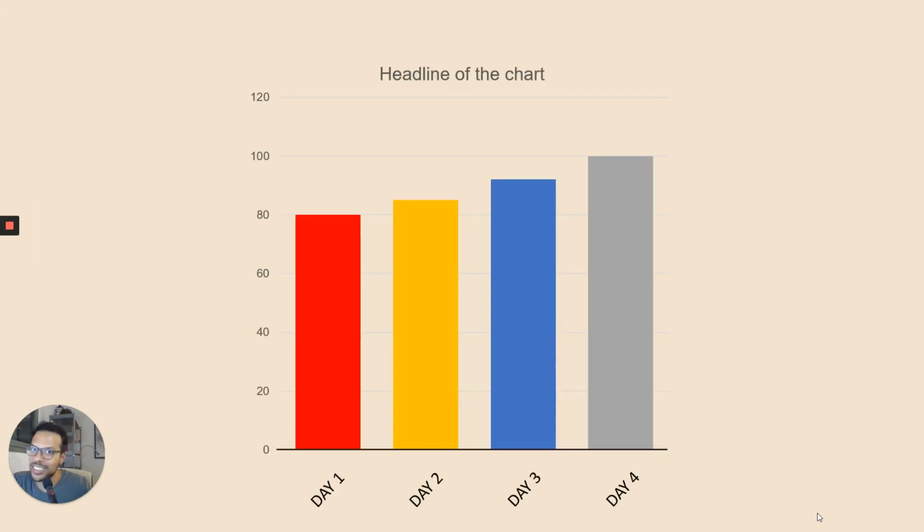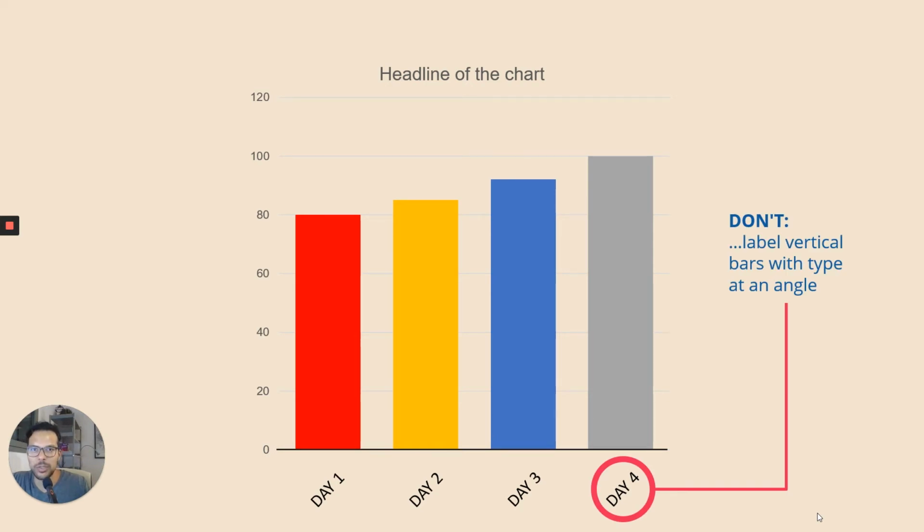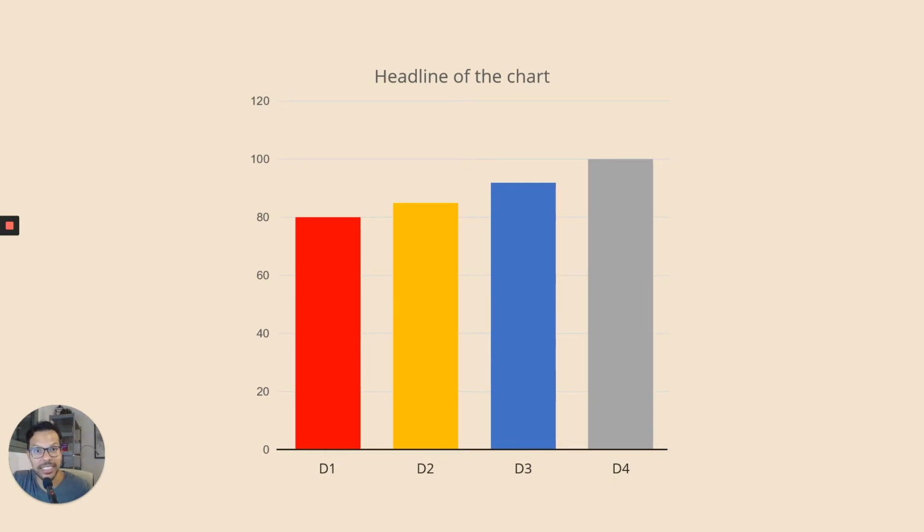Now again, in terms of text, remember that labeling at an angle creates a difficulty for your audience that you don't want to create. Simplify, and in a way that's still understandable.